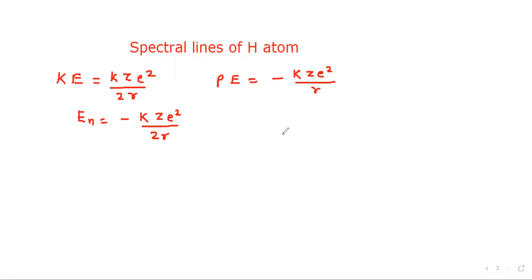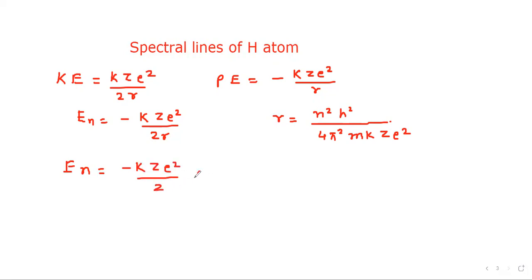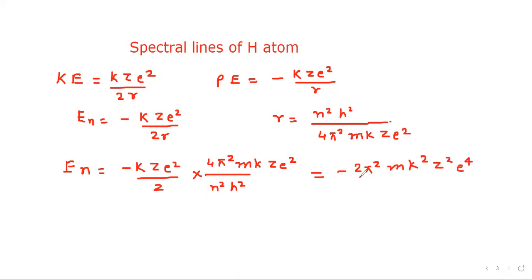And we know that the radius is given by n square h square divided by 4 pi square m k times Ze square. Now, if we put this value of r here, we will get the energy En equal to minus kZe square divided by 2 times n square h square times 4 pi square m k Ze square. So it will become minus 2 pi square times m k square times Z square e power 4 divided by n square h square.